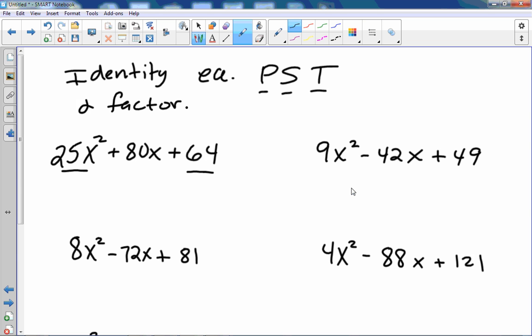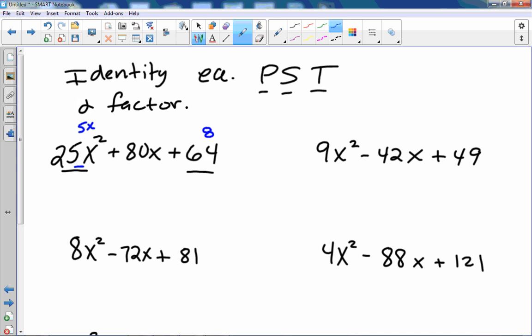I'm going to look at the square roots of the A and the C, so the first and last. What I try to do here is write it lightly with your pencil above it, what the square root would be. So the square root of 25x squared would be 5x. And then the square root of 64, I'm going to do the same thing. I'm going to write 8.